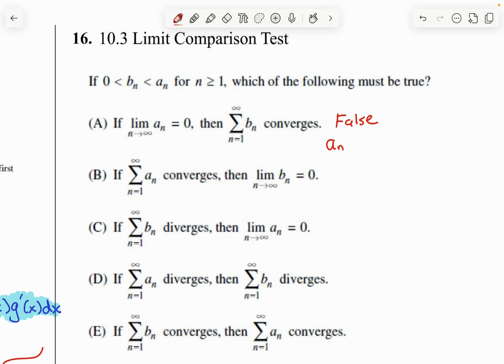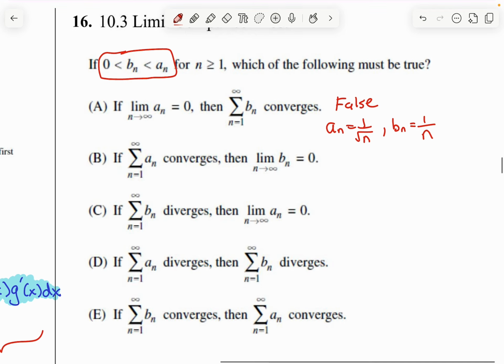So if a sub n, for example, equaled this, and b sub n equals this, actually I would have to do this. Okay, so that makes this inequality true, right? And it's true that this goes to 0, but it is not true that this converges, by the p series test. So that's false.